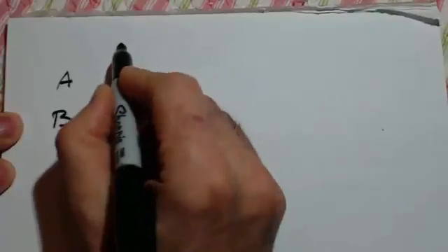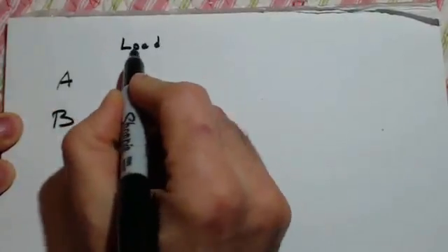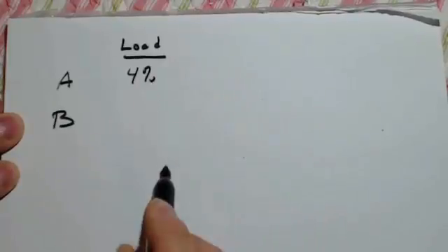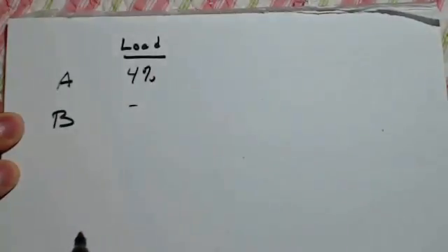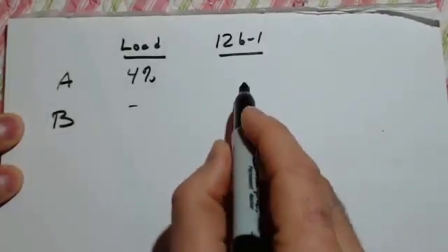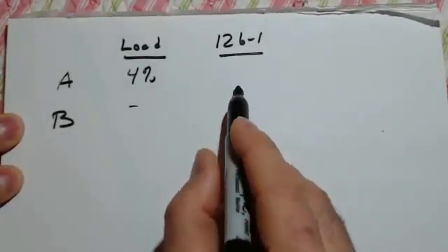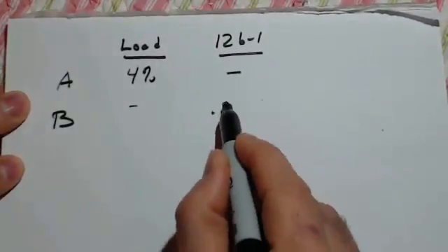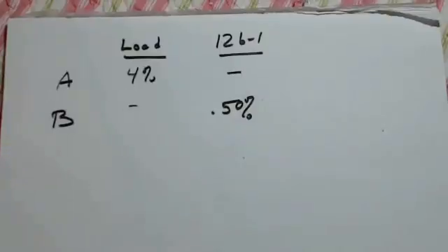So let's look at a problem. Let's say we have Class A, and we have Class B, and we have a front-end load of 4% for Class A and 0 for Class B, and we have 12b1 fees annually that are 0 for Class A and 0.5% for Class B.